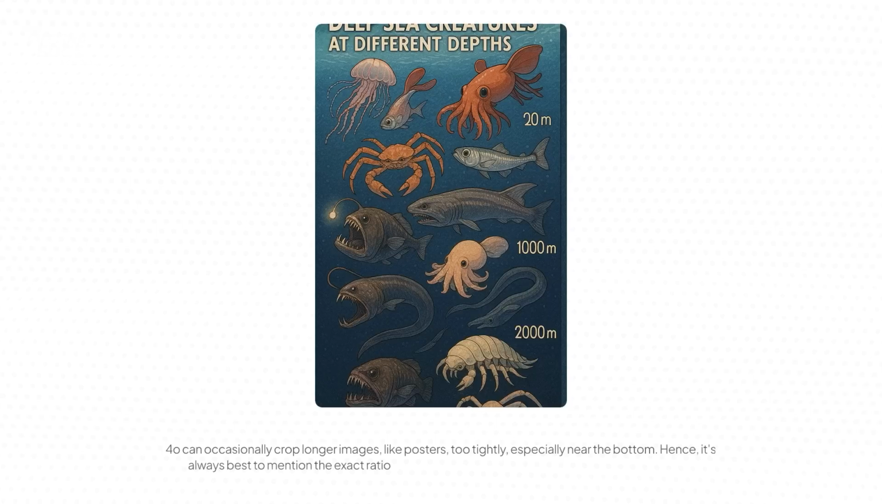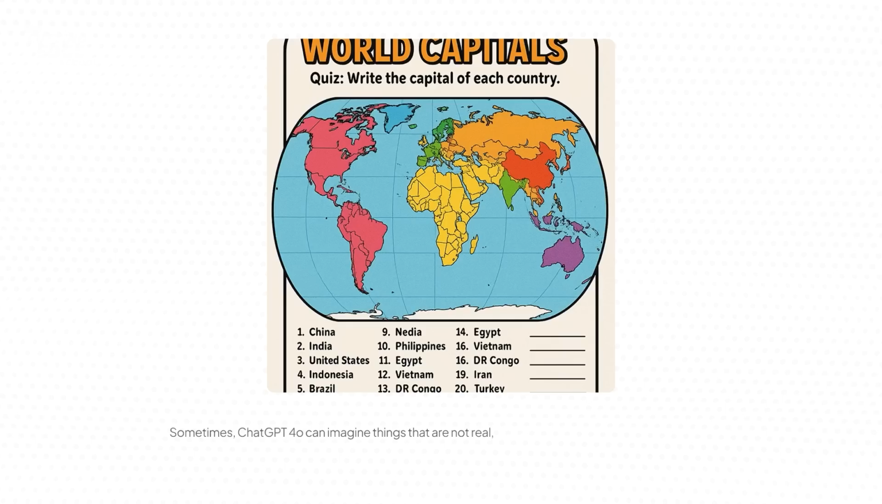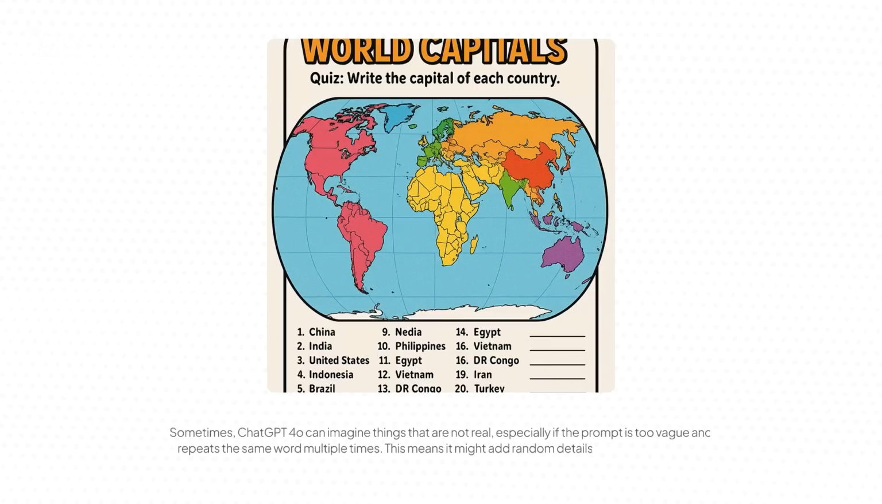Therefore, when you're making such images, it's always best to mention the exact ratio, like 16:9 for a landscape image or 9:16 for a portrait image. Second is hallucination. Sometimes ChatGPT 4o can imagine things that are not really real or practical, especially if the prompt is very vague. And if you repeat the same word multiple times, the amount of errors you get will only increase. This means that it might add some random details here and there or create something completely unexpected.